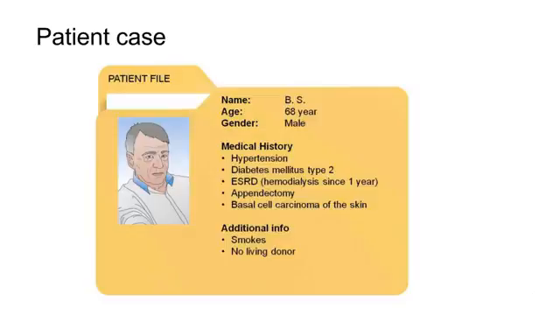The patient is a 60-year-old male with a medical history of hypertension and diabetes mellitus. Because of end-stage renal disease, he is on hemodialysis for 1 year now. A renal biopsy was never taken. In his medical history, he had an appendectomy and also a basal cell carcinoma of the skin 5 years earlier, which was totally removed. There were no signs of recurrence or metastasis. The patient is a smoker. There is no living donor.